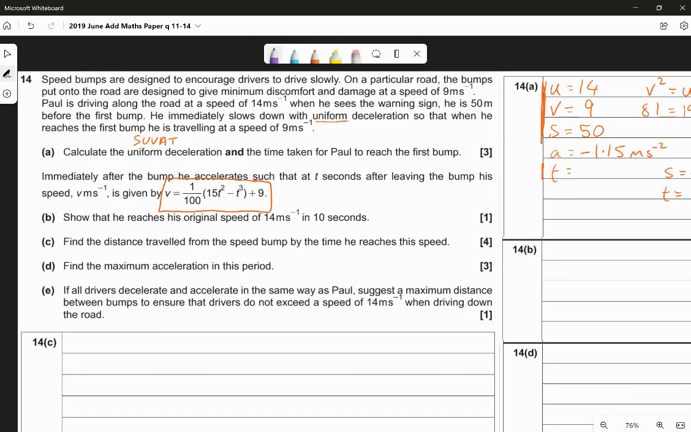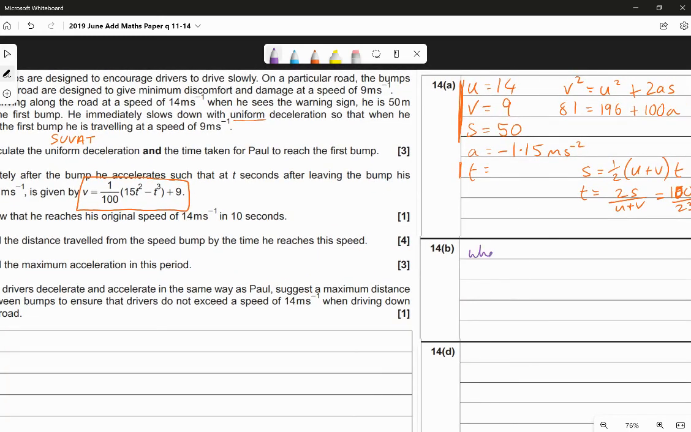So part B, show that he reaches his original speed of 14 meters per second in 10 seconds. Well, we've got the formula for his velocity. So when t is 10, we can just substitute that in. The velocity will be 1/100th of 15 lots of 10 squared minus 10 cubed, and then plus 9. And lo and behold, that equals 14. All right, we've done it. There's only 1 mark for that. That was just a substitution.